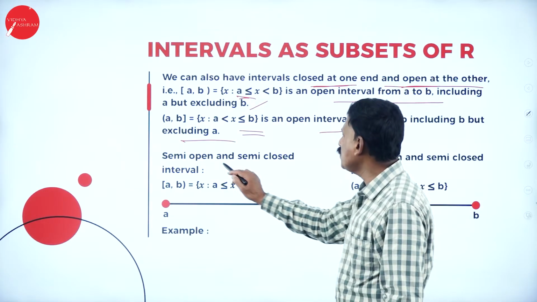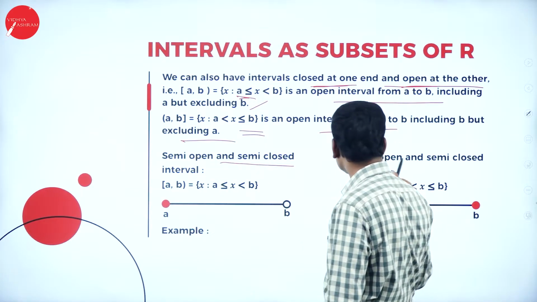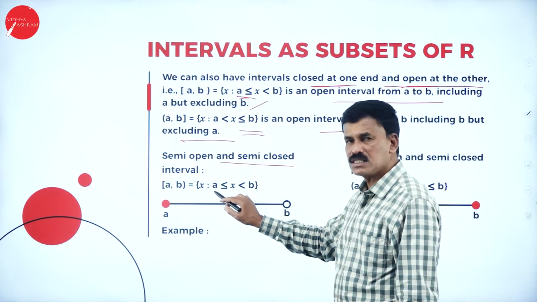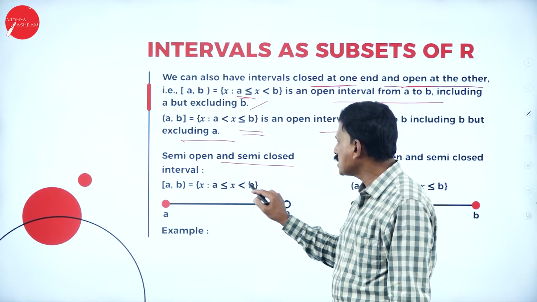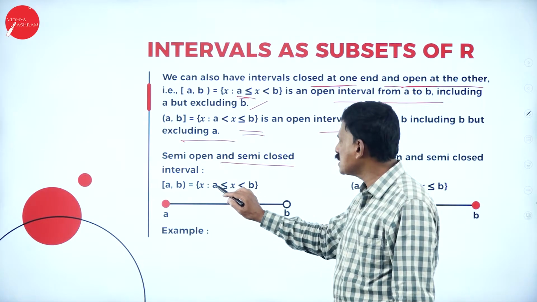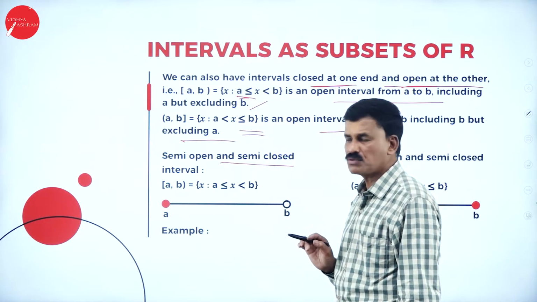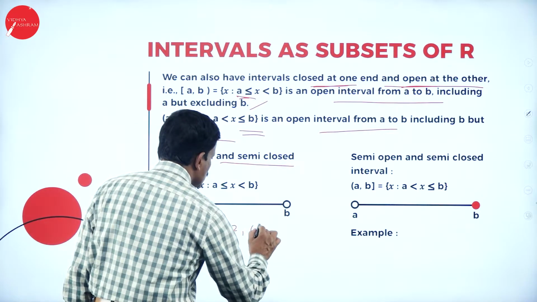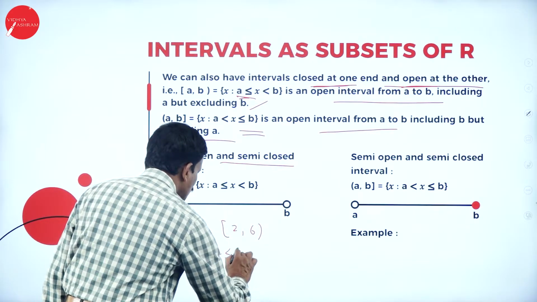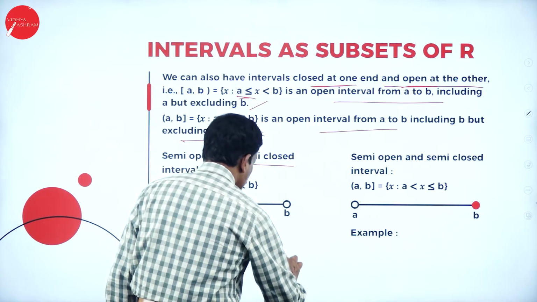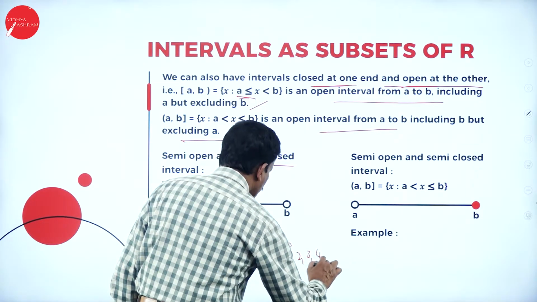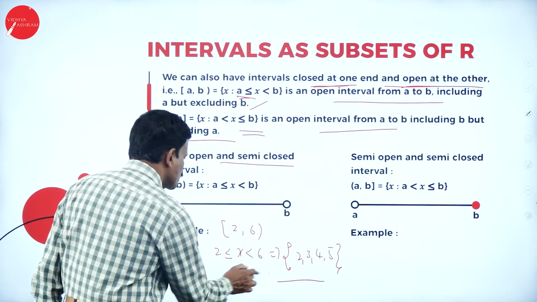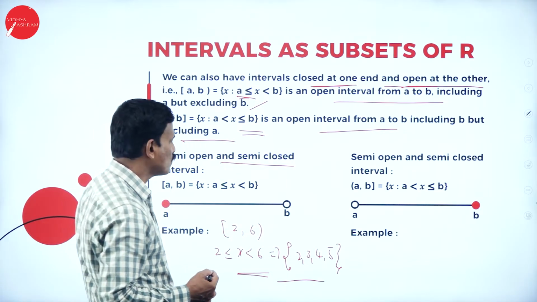So how do we represent semi-open and semi-closed intervals? Half closed and half open: A comma B is nothing but x such that A less than or equal to x less than B. That means all the values of x which lie between A and B, including A but excluding B. Let us consider an example, closed 2 comma 6. This is nothing but 2 less than or equal to x less than 6. That means this can be written as 2, 3, 4, 5. That's it, including 2, excluding 6. So 2, 3, 4, 5 come under this semi-closed and semi-open, half closed and half open interval.